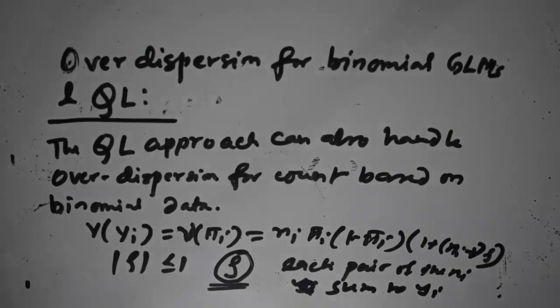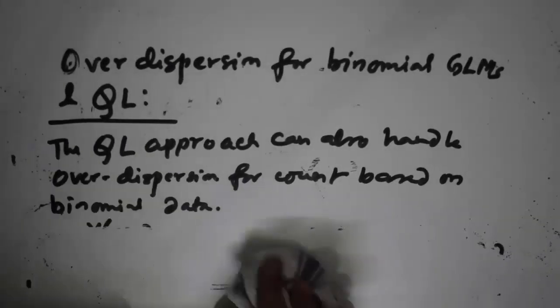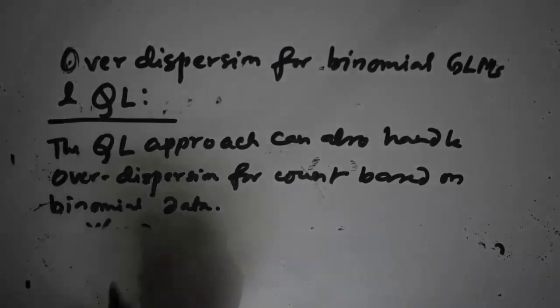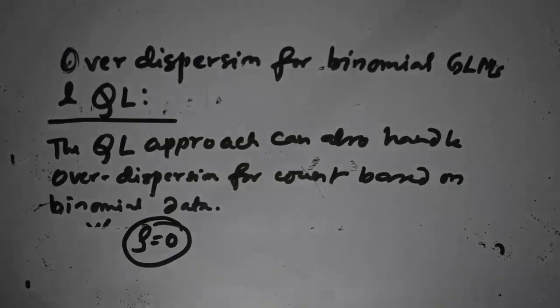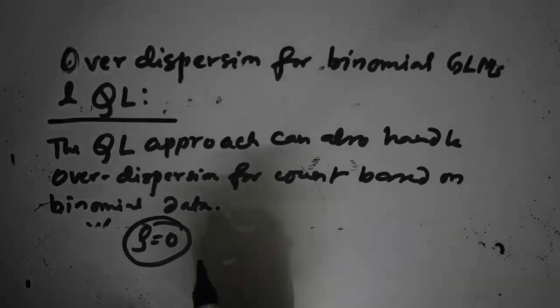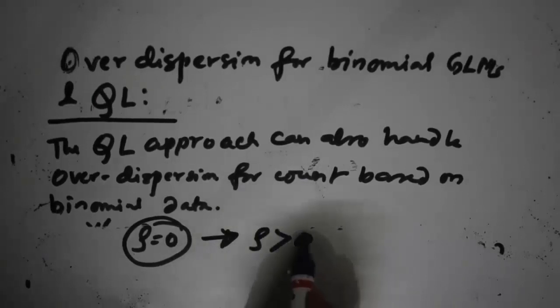The ordinary binomial variance results when rho equals 0. So when rho equals 0, this is nothing but the ordinary binomial variance. And for the overdispersion situation, rho should be greater than 0.